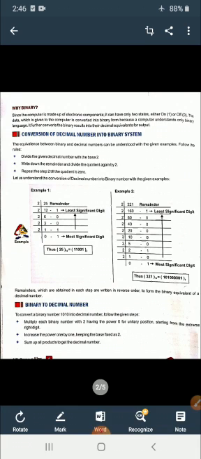The next topic is conversion of a decimal number into a binary number. To convert the given decimal number into a binary number, we follow these three steps. The first one is to divide the given decimal number by base 2. In example 1, the number given is 25, so let us follow the first step. I divide 25 by base 2. 2 12s are 24, whereas 1 is remaining.